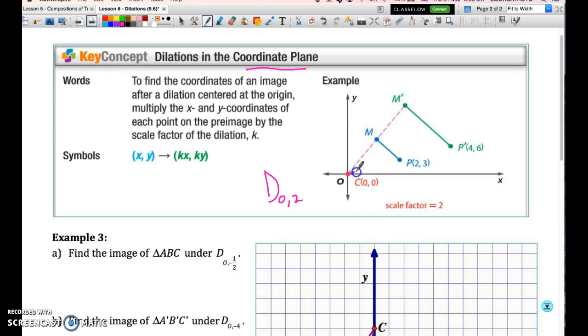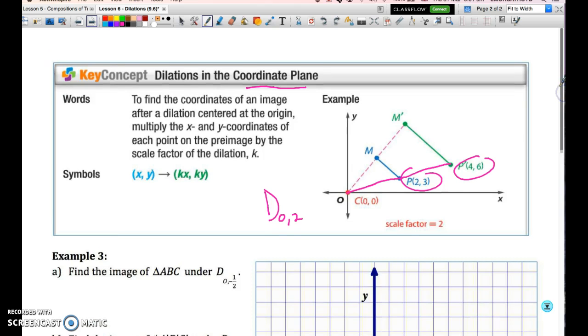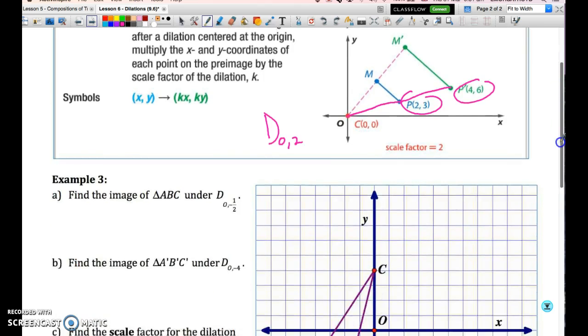Similarly, if we're going from O to P, P's coordinates are 2, 3. If we go twice as far, what you will see algebraically is that the coordinates of P are doubled, and this gives you a shortcut or an alternate way to deal with dilations that occur within the coordinate plane. Okay, so let's move down to the next example.